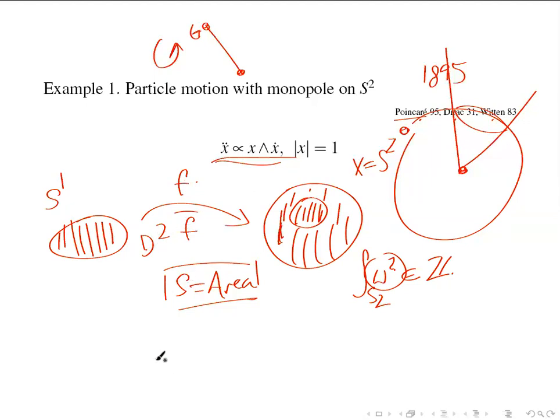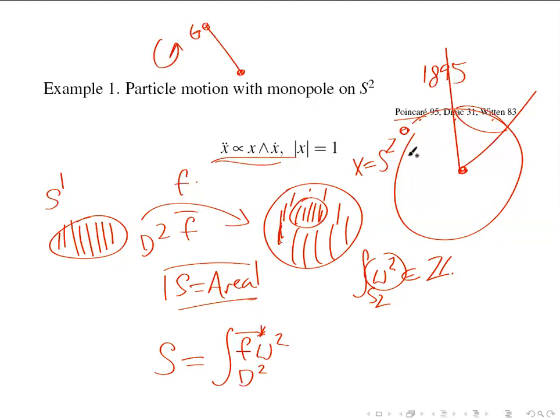So here's a definition of the action which is sort of as local as possible. The action is going to be, I take the area form, I pull it back along the lift, that's the usual pullback of differential forms, and then I integrate it over the disk. And so this was Witten's definition of the action. And can you see that this corresponds to the magnetic monopole?